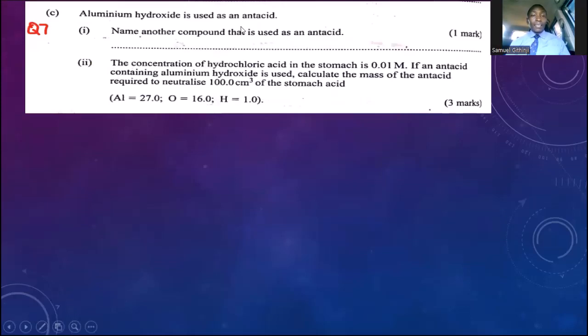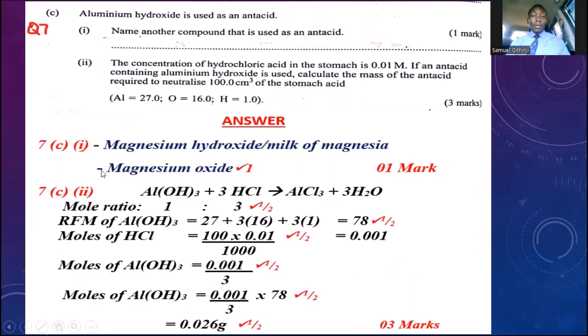Aluminium hydroxide is an antacid. Any other antacid? Then you have a mole question here. Concentrated hydrochloric acid in the stomach, 0.01 molar, is of course the gastric juice there. Then we use an antacid with aluminium hydroxide. Then the question is, we determine the mass of aluminium hydroxide that will be contained in the antacid. Good. Another antacid we know, milk of magnesia, or magnesium hydroxide, or magnesium oxide can also do.